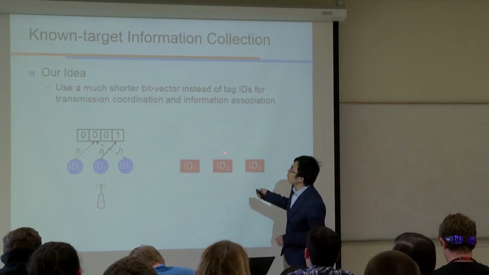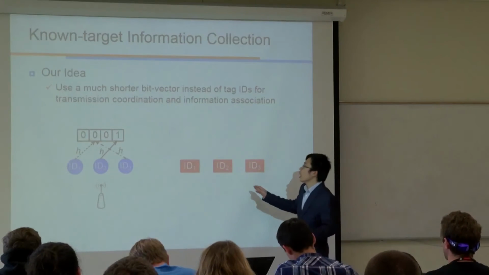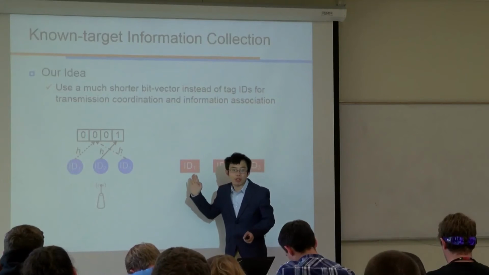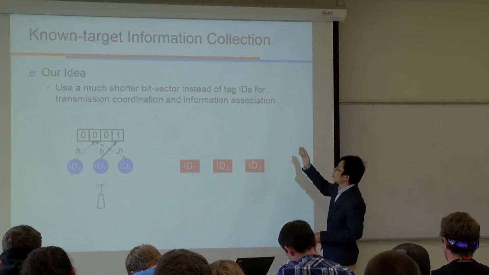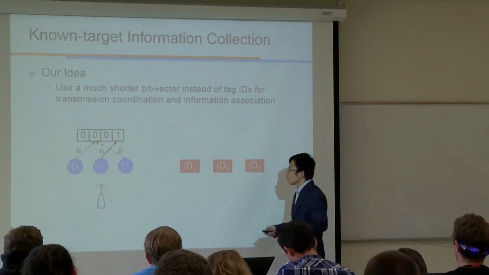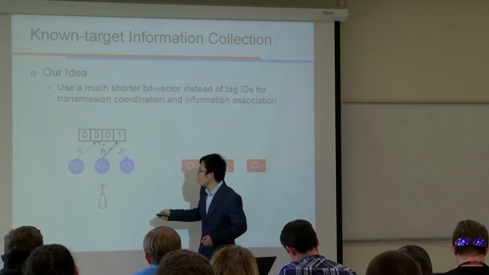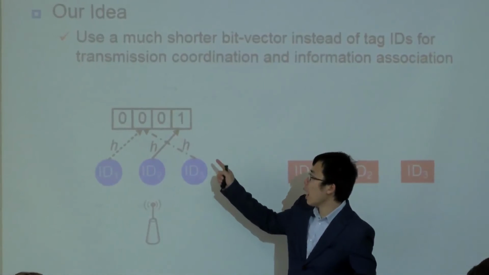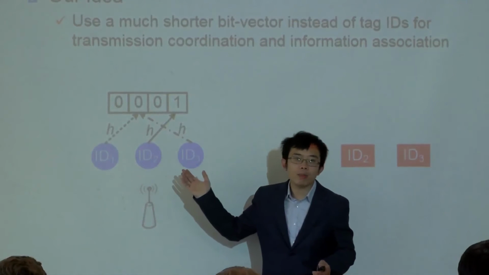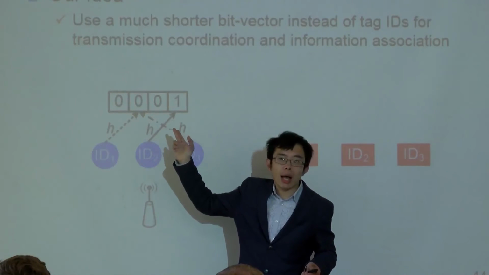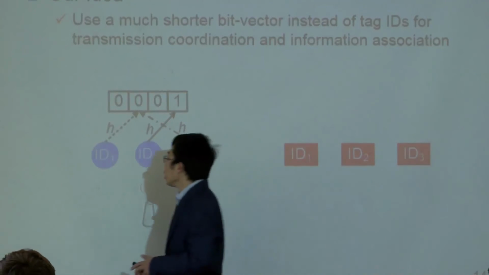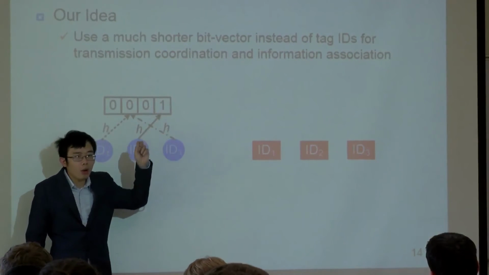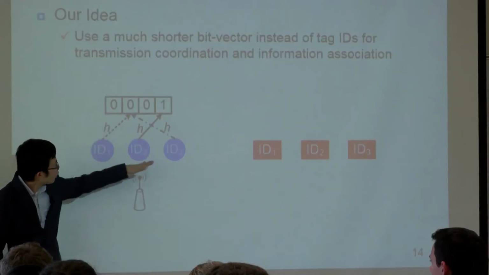Okay. So in our protocol, we use a very simple data structure. It's called a bit vector. We use it to coordinate tags' transmissions, minimize the transmission collisions, and also achieve information association. So in our protocol, first the reader will generate a bit vector and initialize all the bits to 0. Then the reader uses a hash function to map all the tag IDs to the bit vector and set the value of the corresponding bits. So if there's only one tag ID mapping to a bit, the bit is set to 1. Otherwise, the bit is set to 0. Okay? So here's the example.